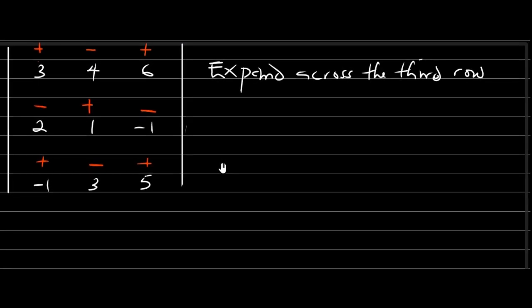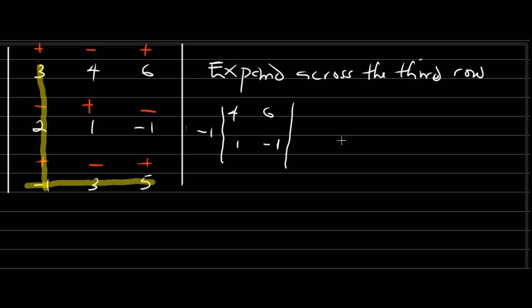So far we've been able to expand across the first row, we got 30. We expanded across the second row, we got 30. Let's expand across the third row, all right? And by so doing, we need this, and we need this. So the first element of the third row is negative 1. What are the minors, the cofactors of negative 1? That will be 4, 6, 1, minus 1. Then the second element here is negative 3.